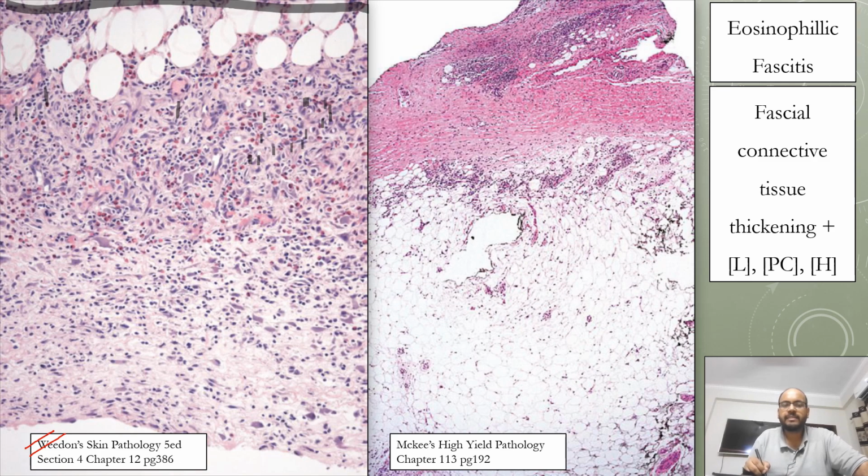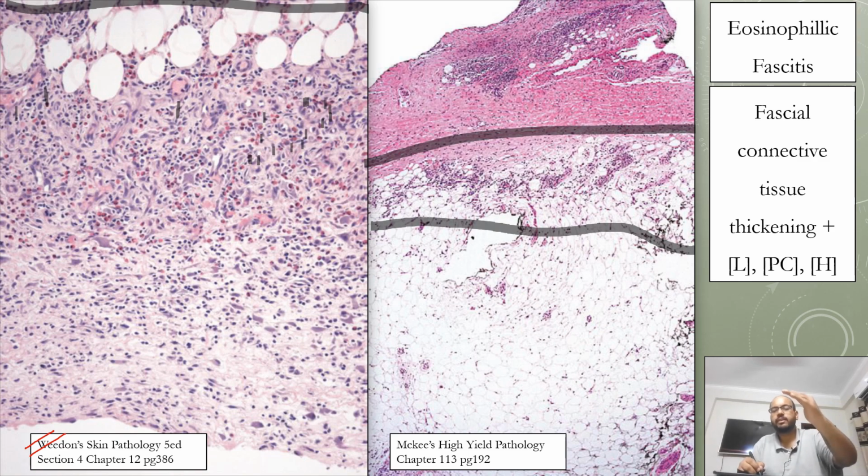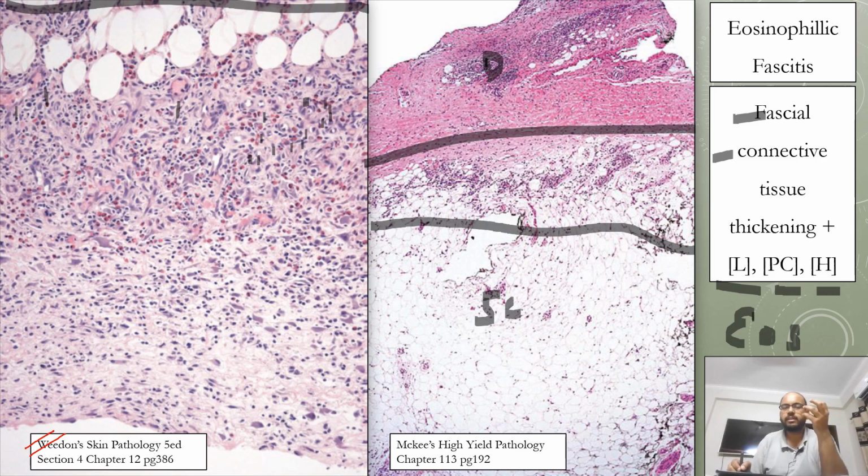Okay, this picture I've taken from McKee's high yield histology of the skin. And here also you can see the junction between dermis and subcutis. This is subcutis. Dermis. So at dermis and subcutis, you have the inflammatory infiltrate. And if you look closely or at higher magnification, you'll be able to see eosinophils inside the inflammatory infiltrate. So in eosinophilic fasciitis, you have fascial connective tissue thickening along with lymphocytes, plasma cells, histiocytes. But remember, the predominant or the major player here is the eosinophils. Let's move forward.